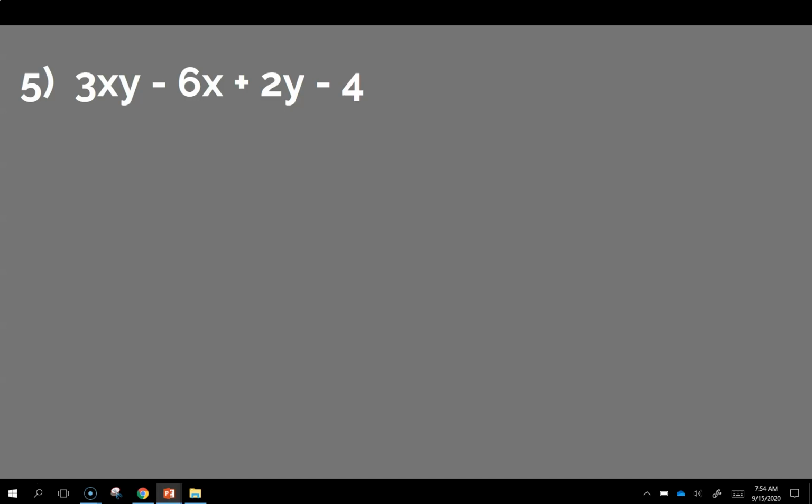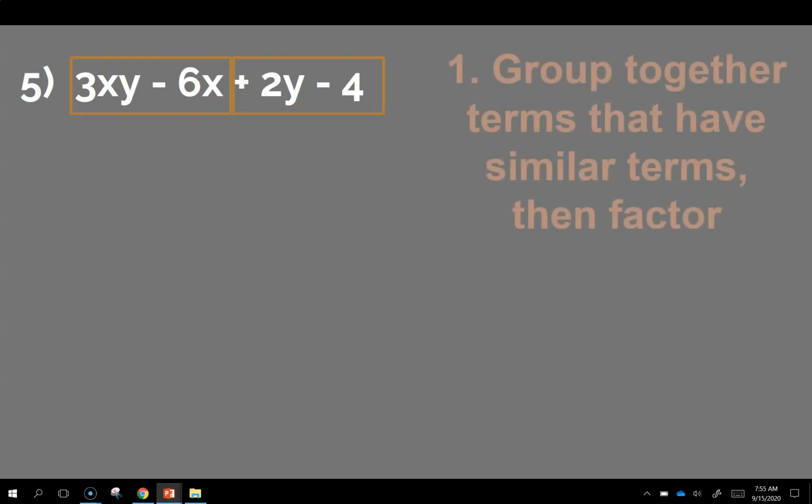Okay. I don't have two pieces anymore. I definitely have 4 pieces in front of me. So 4 terms, 3xy minus 6x plus 2y minus 4. Okay. This one we are not going to use difference of squares because I don't have a difference between 2 pieces. I have 4 different terms. Okay. So instead we're going to use grouping.